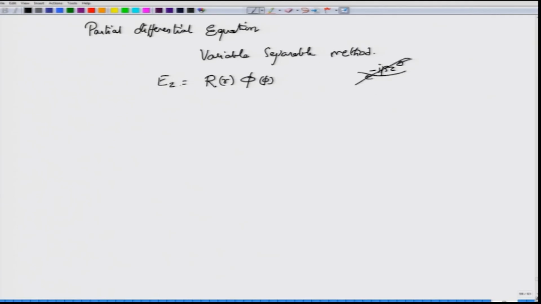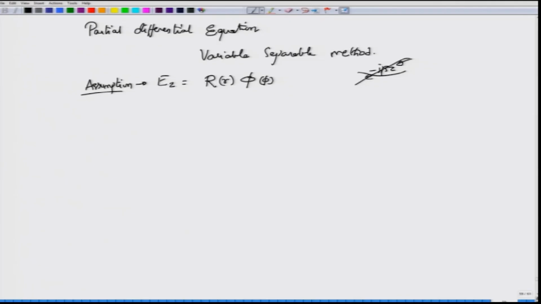But now what we have is an Ez which is a function of small r and small phi. We are going to write this as a product. Now, this is an assumption. It may turn out that this assumption is sufficient for us to find the solution. It may turn out that this assumption is not sufficient for us to find the solution. We will have to find this out.